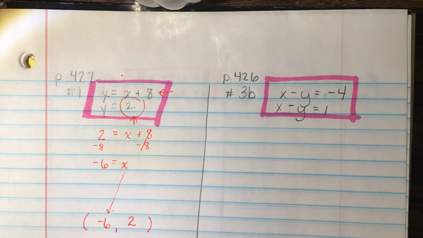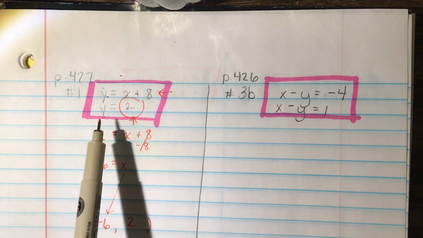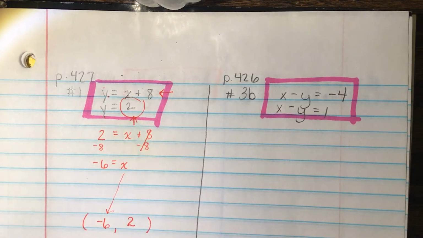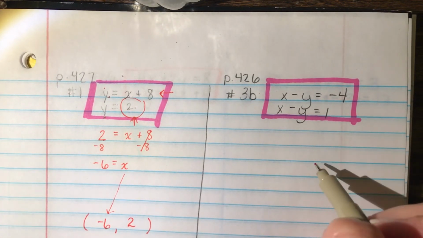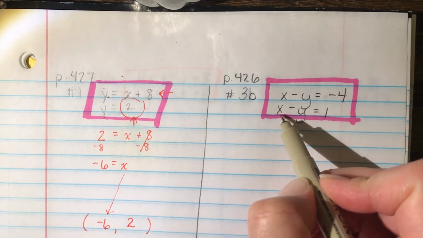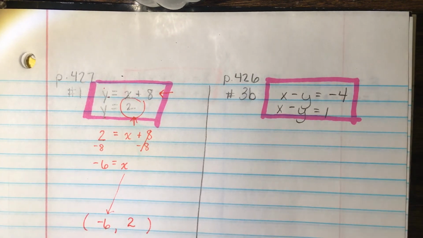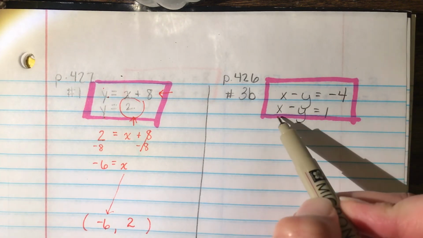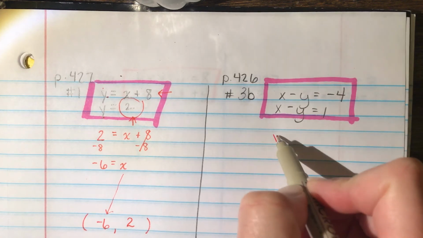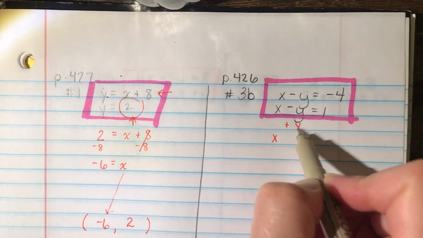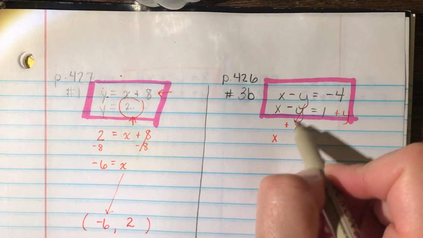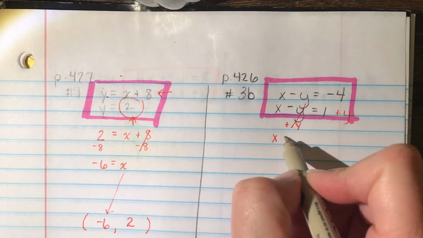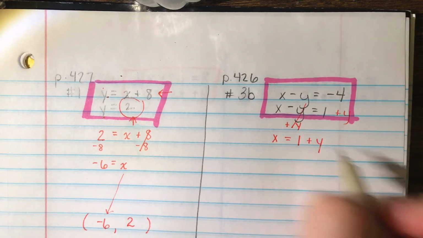I'm going to take a look at, and this is on page 426. So this changes things a little bit. Again, I don't have a nice start where y equals 2. So instead, I'm going to have to do a little bit more work here. You can solve for x or y, but you want to get one of them by themselves on either side of the equation. So I'm going to just go ahead, keep the x here, and then I'm going to add y to both sides. These cancel. I'm left with x equals 1 plus y.